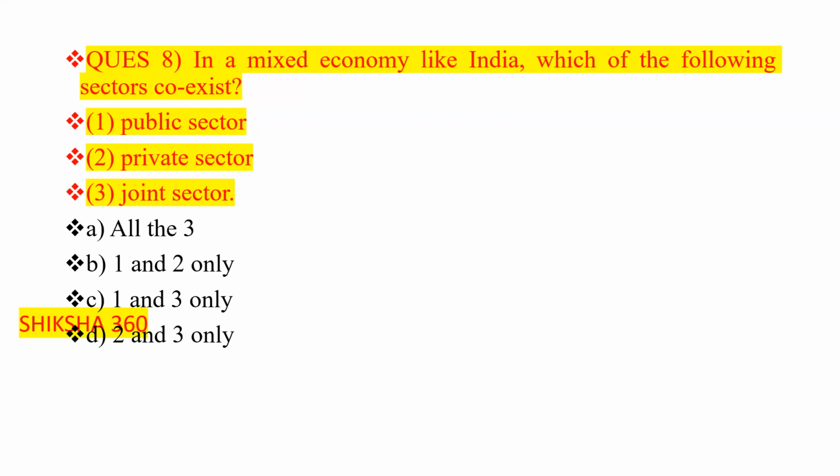Option number B is 1 and 2 only. Option number C is 1 and 3 only. Option number D is 2 and 3 only. Clear? So what is the correct answer of this question? In a mixed economy like India, which of the following sectors coexist?